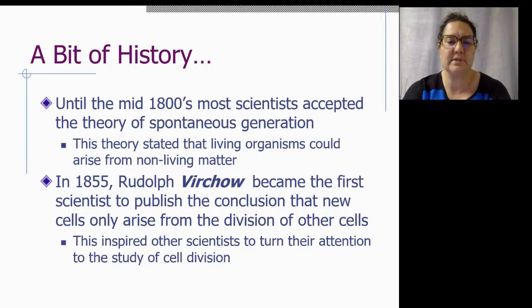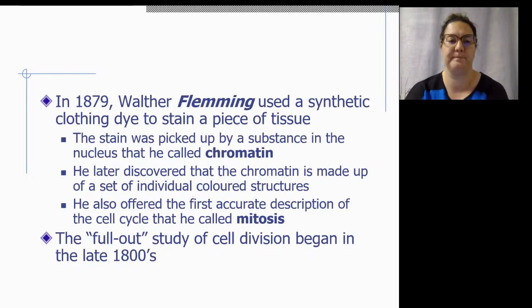Until the mid 1800s, many scientists accepted the theory of spontaneous generation, and this was that living organisms could arise from non living matter, so that living things could come from non living. However, in 1855, Rudolf Virchow became the first scientist to publish the conclusion that new cells only arise from the division of other cells. And this inspired many scientists to study that concept.